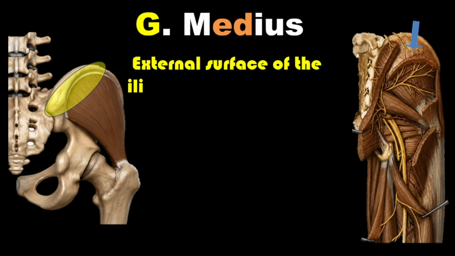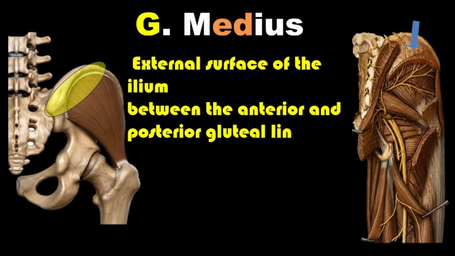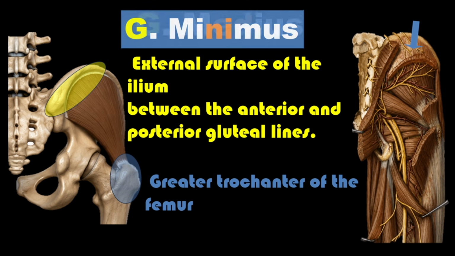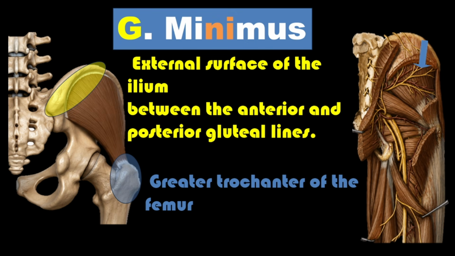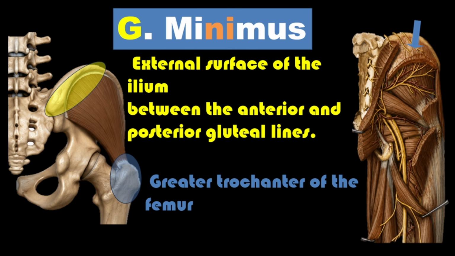It originates from the external surface of the ilium between the anterior and posterior gluteal lines, and inserts into the greater trochanter of the femur. Deep to the gluteus medius is the gluteus minimus, which shares lots of similarities with the gluteus medius. Of course, aside from their different names, and the fact that the gluteus minimus lies deep to the gluteus medius, you will also have to replace this posterior here with inferior.